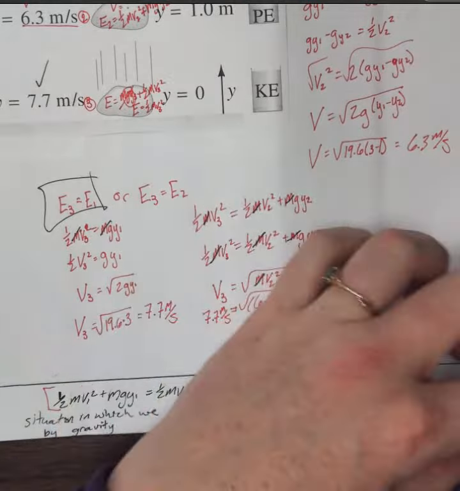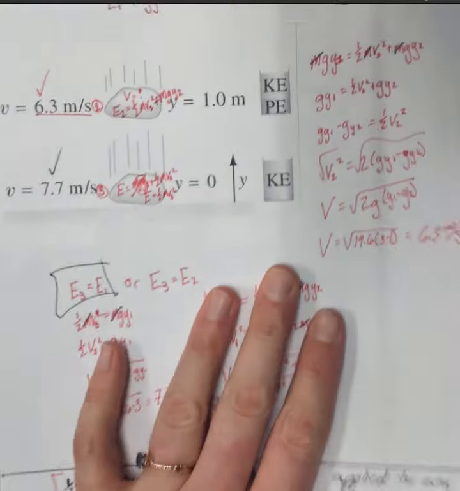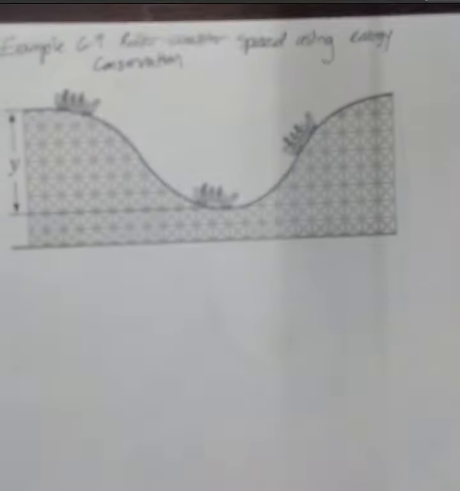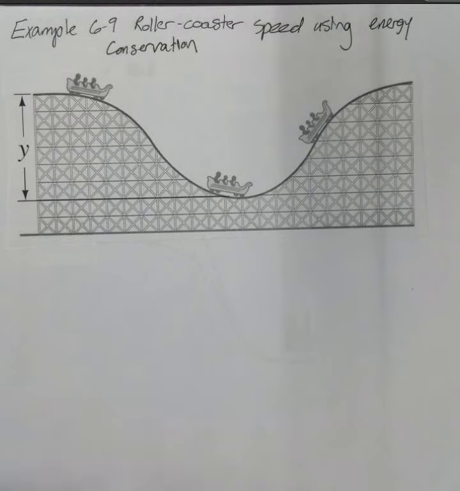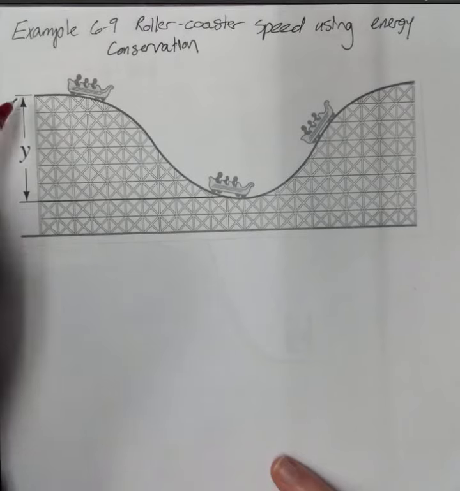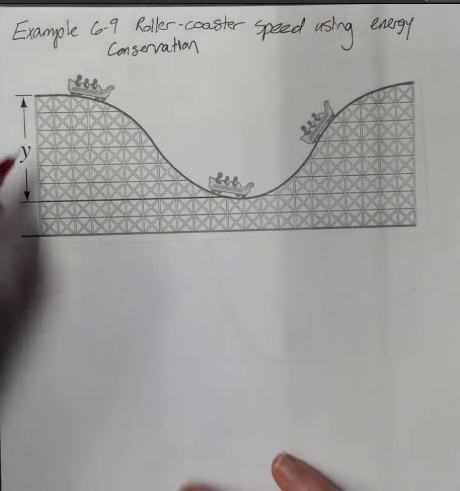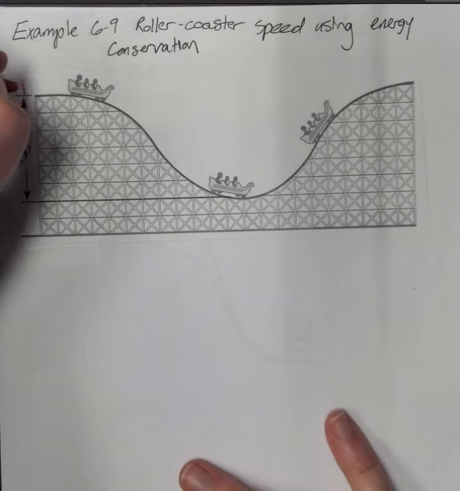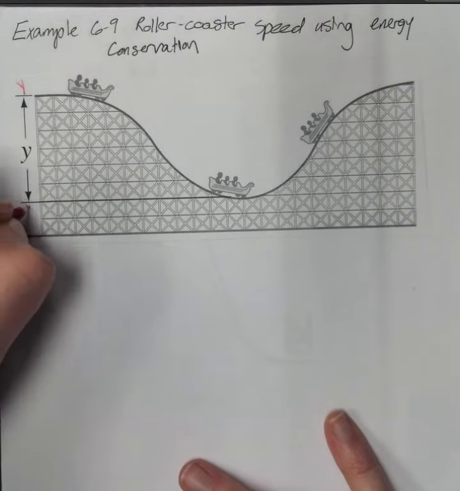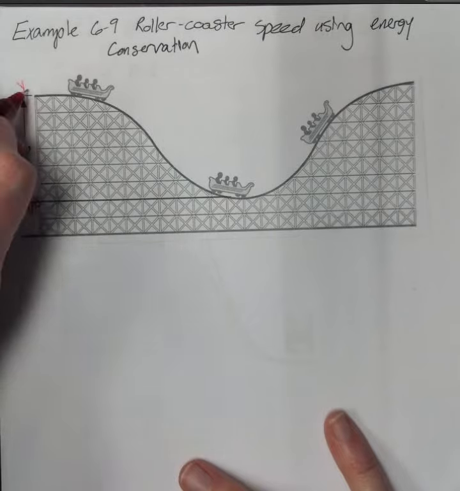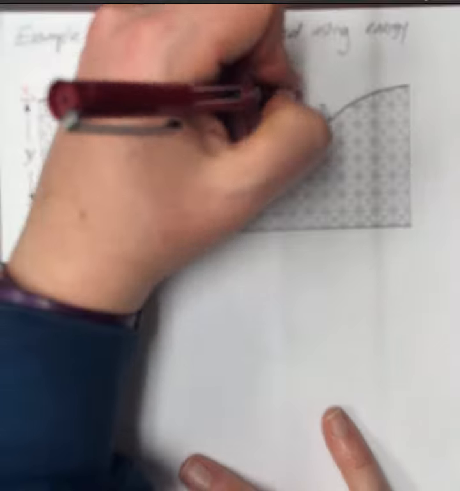Let's go ahead and take a look at another type of problem that we can solve using this concept that would be an incredible pain in the butt to do using kinematics. We're going to take a look at example 6.9, a roller coaster speed using energy. So in this case, we have a roller coaster of height y at this top point. We'll set this point over here to y equals 0. And this will be y1, this will be y2, and this will be y3.